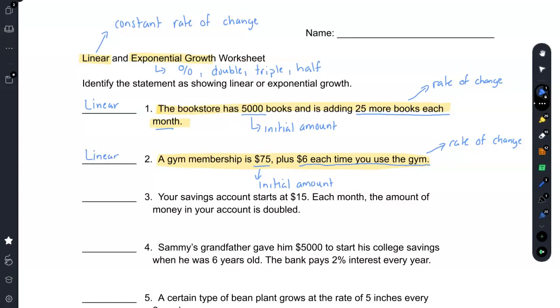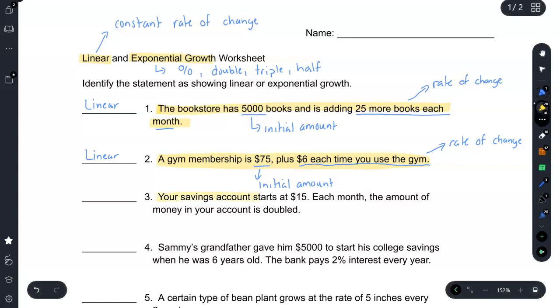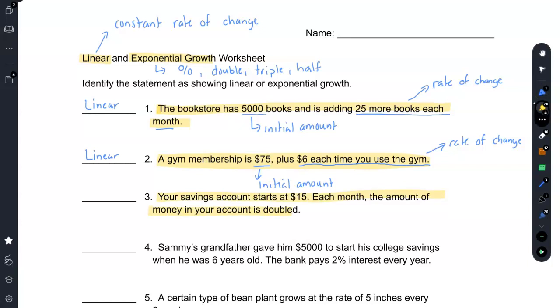Now I should mention there that my overall cost is changing because it's adding $6 each time, but the rate per visit is not changing. So that's stayed constant at 6. So number 3, your savings account starts at $15. Each month, the amount of money in your account is doubled, right? So keyword here is doubled, right? So $15 is my initial amount.